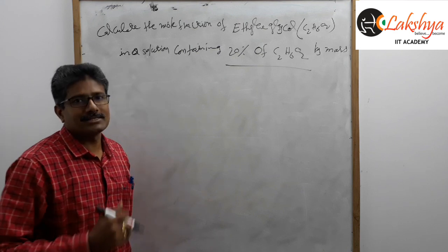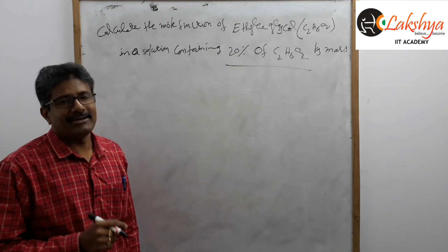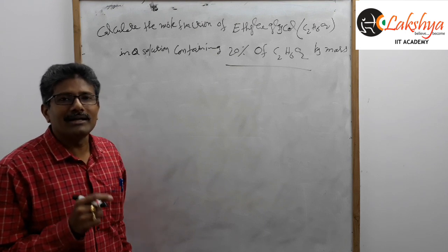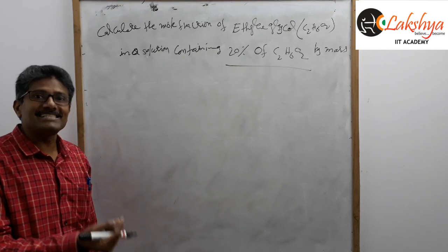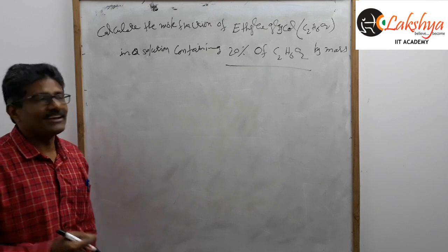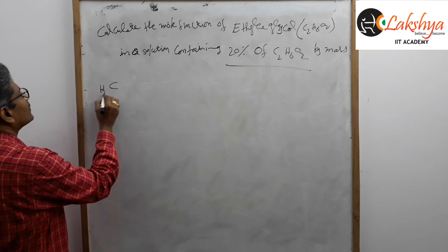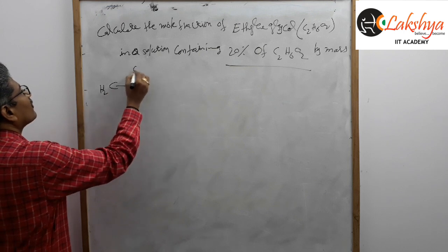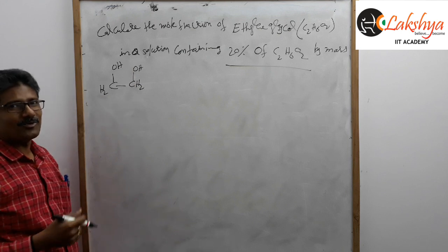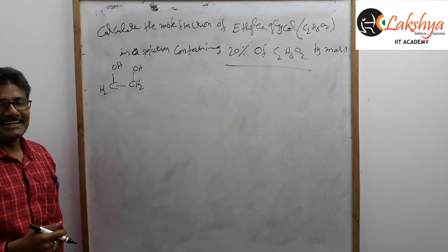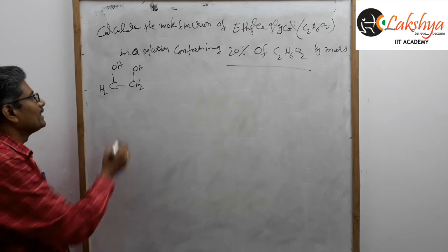In the first year syllabus, chapter alkenes, ethylene gas when treated with cold dilute alkaline KMnO4, which is called Baeyer's reagent, will give ethylene glycol. Its structure is like this. Its IUPAC name is ethane-1,2-diol. Ethylene glycol. Okay.